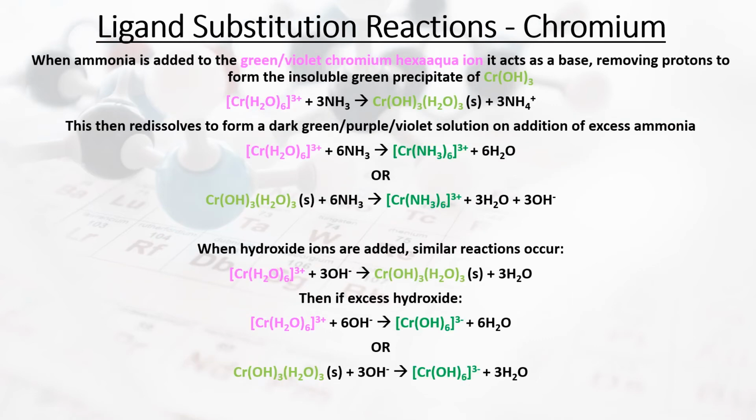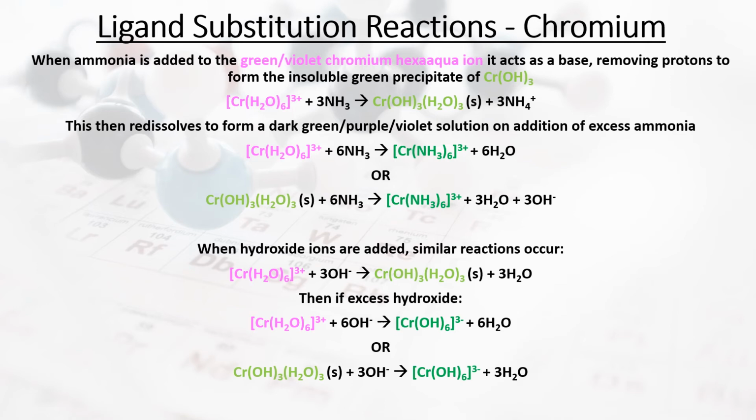So the next one to consider here is our chromium. And we see these very familiar reactions. If we take dilute or a little ammonia and add this to our chromium hexaaqua ion, it's quite often written down as a kind of green-violet colour. I've gone for a kind of violet colour here. The ammonia acts as a base, removes those protons from the coordinated water molecules, and we form our insoluble green precipitate of chromium hydroxide, Cr(OH)3(H2O)3.